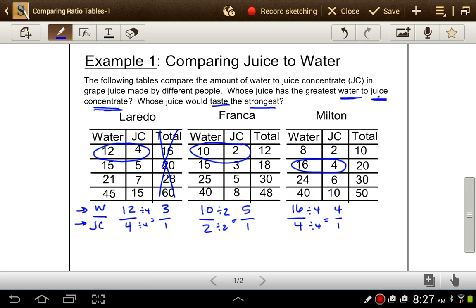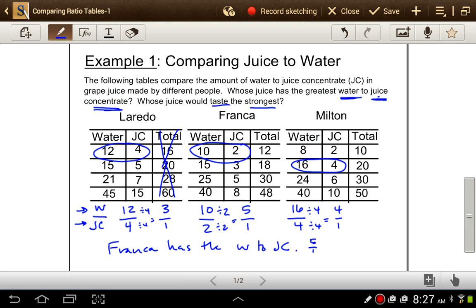Who has the greatest water to juice concentrate? Well, Franca has 5 parts water to 1 part juice concentrate. I have to compare my fractions here, my ratios. 5 to 1 is greater than 3 to 1 and greater than 4 to 1. So to answer the first question, Franca has the greatest water to juice concentrate. 5 to 1 is greater than 4 to 1 and 3 to 1.